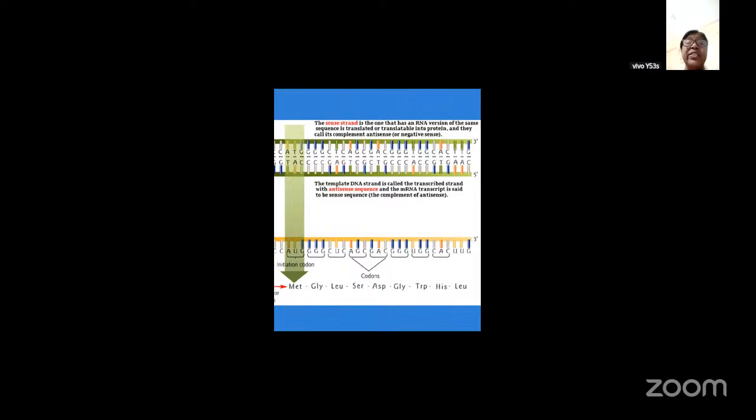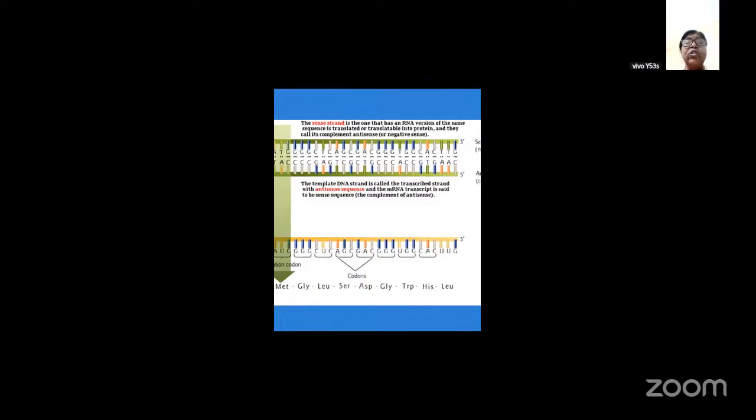So the template DNA strand is called the antisense strand, while the sense strand is the one that is not transcribed. This is how the template is formed. The template strand is called the transcribed strand, with an antisense sequence, and it produces the messenger RNA transcript.